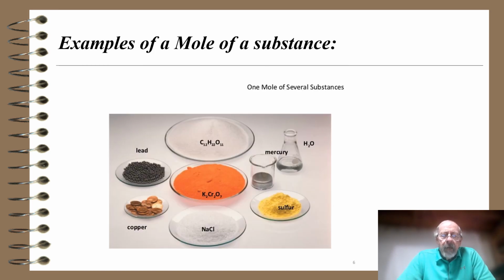So here's some examples of a mole of substance, and you see mercury in a flask up there, H2O next to it, mercury in a beaker, H2O in a flask, sulfur, various other types of chemicals, copper, lead, and so forth. All those things are supposedly in 1 mole of those substances.